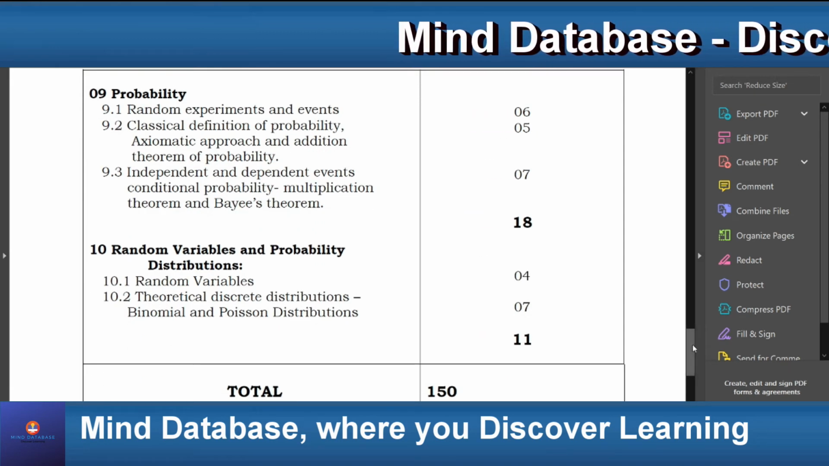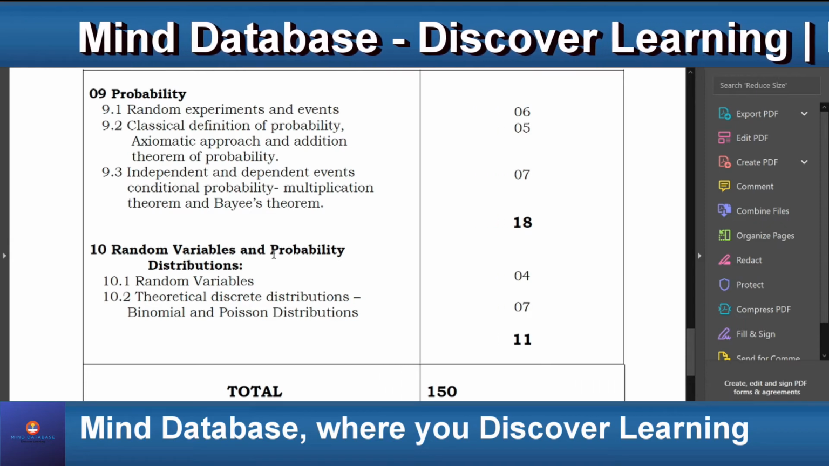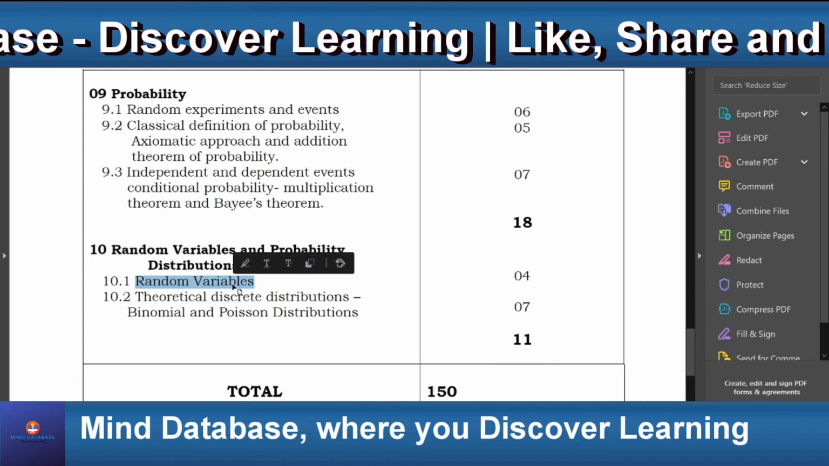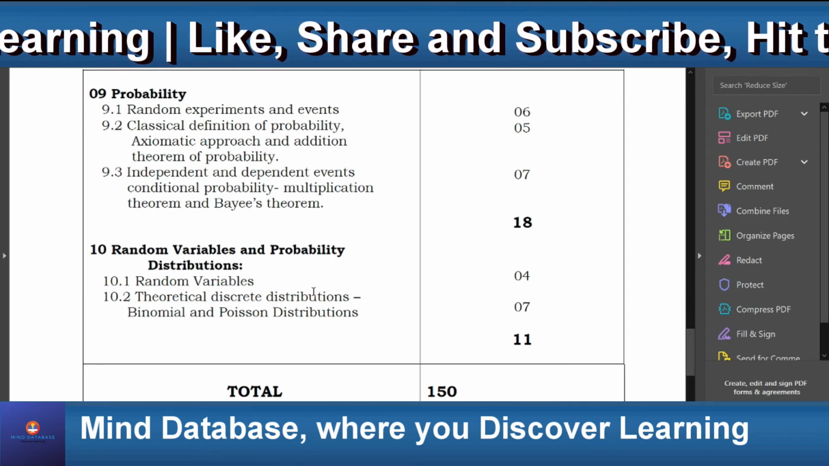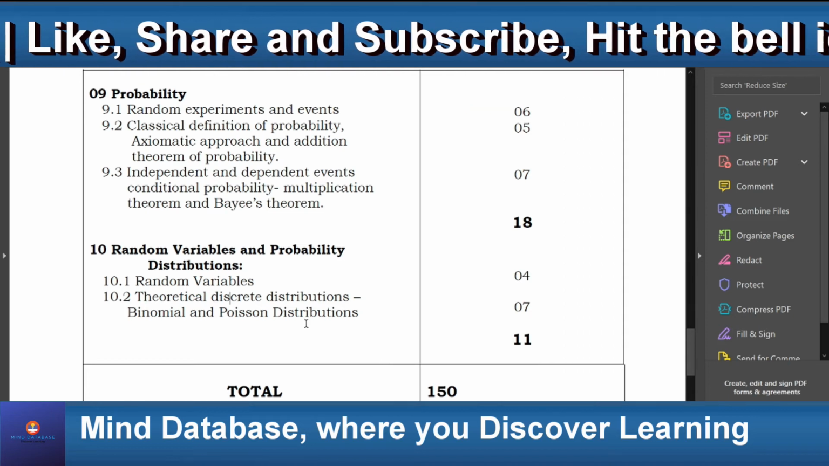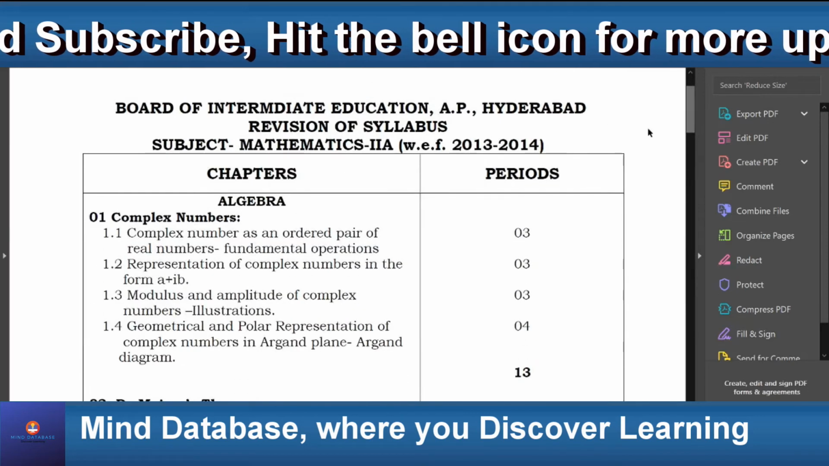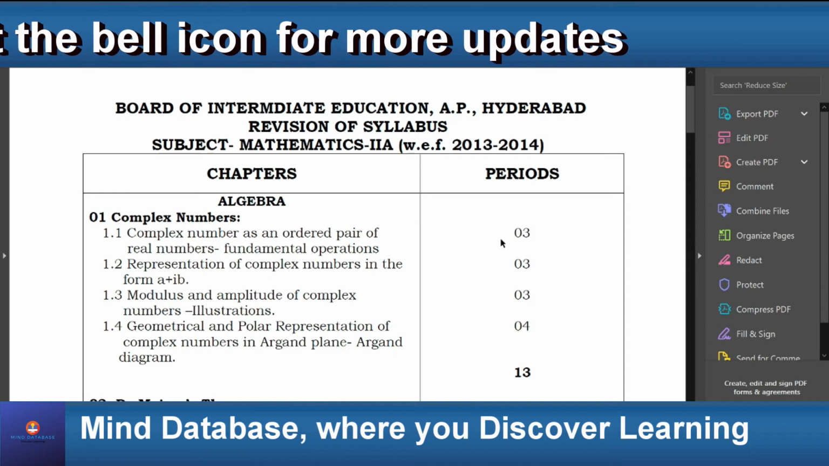And moving on to the last chapter, random variables and probability distributions. In this chapter, we learn about the basics of random variables and theoretical discrete distributions. Those are binomial and Poisson distribution. So that's all about this mathematics 2A syllabus.